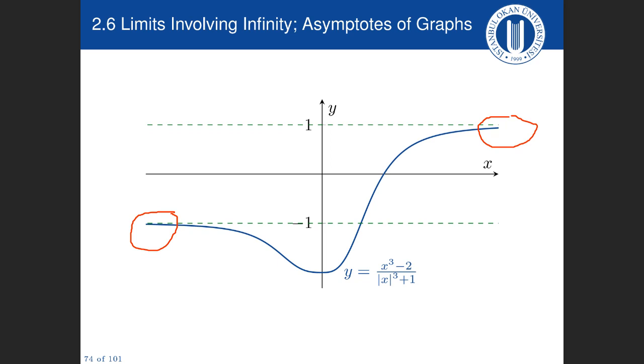Okay, so on the graph, I'm trying to show that the graph is getting closer and closer to 1 and to -1. It never actually gets there. It gets closer and closer to -1.